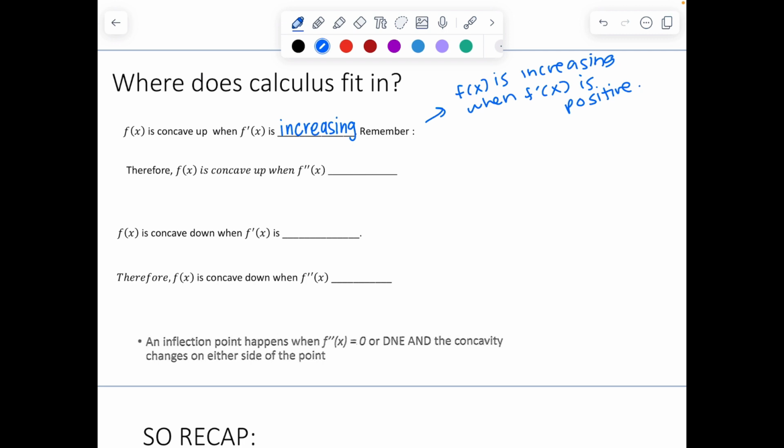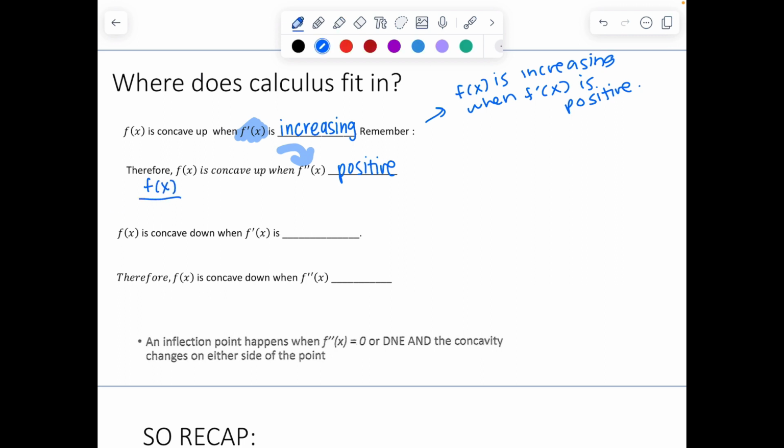And so, therefore, f of x is going to be concave up when f double prime of x is positive, because if the original function is increasing, then its derivative is positive. And f prime of x's derivative is f double prime of x. And so that means that the second derivative will be positive. And so that's the connection. I'm going to write this out in a little chart to help us out here.